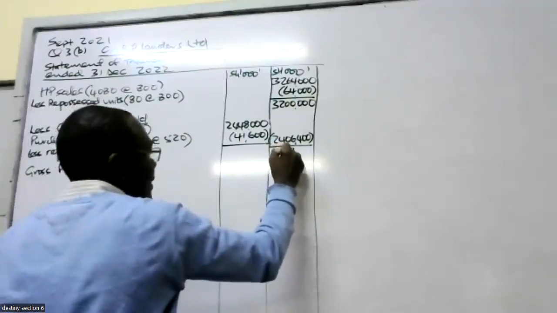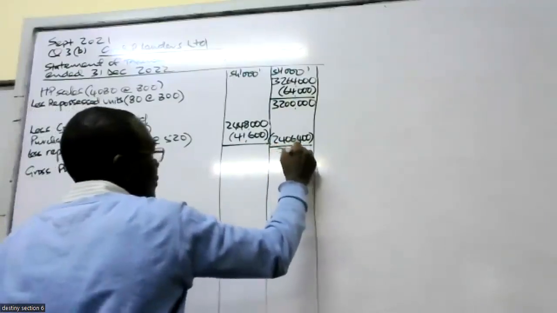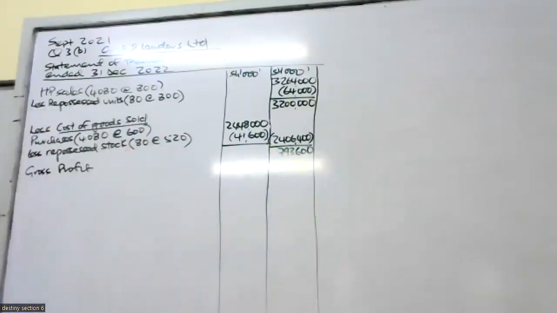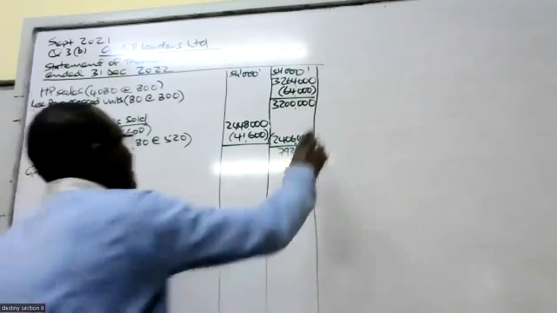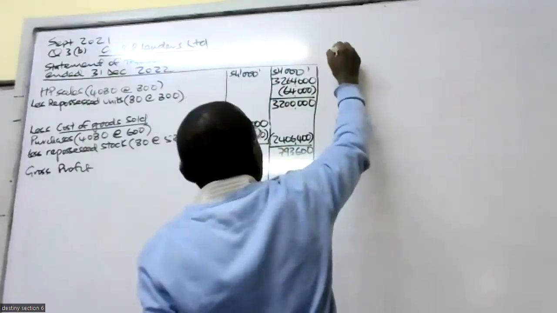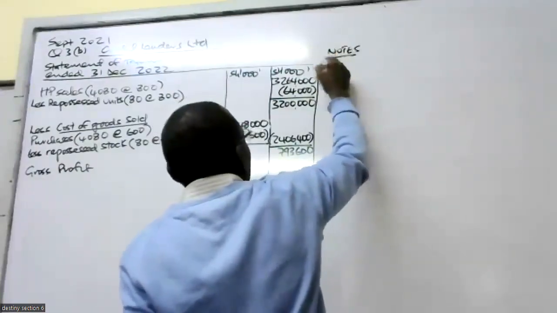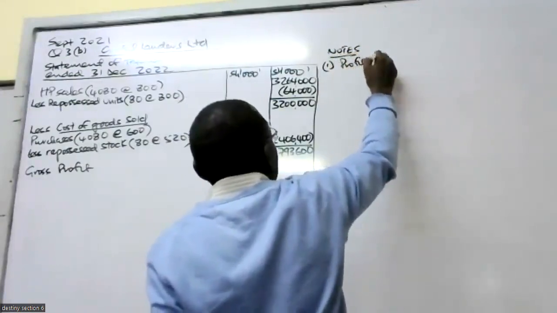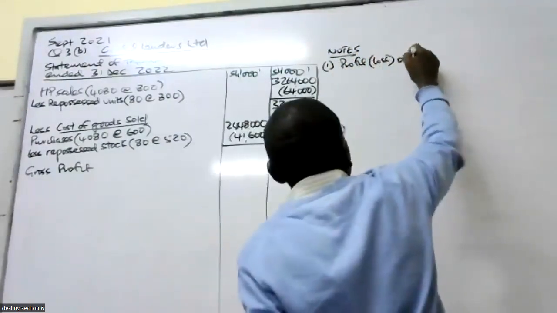So I presume you get something like that, 793,600, and you call that the gross profit. With that, we can also work out the 80 units separately, to see whether there was any additional profit we can add to the gross profit, or loss. For that, probably we can have a working note here, and we look for profit or loss on the repossessed stock.